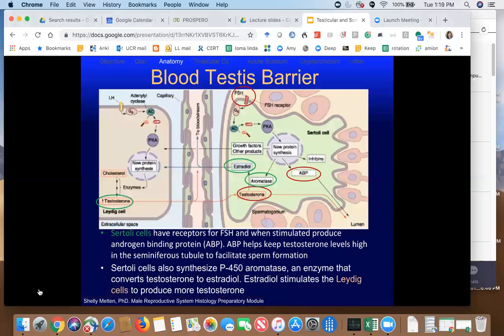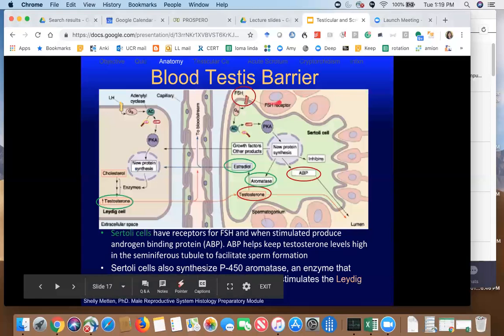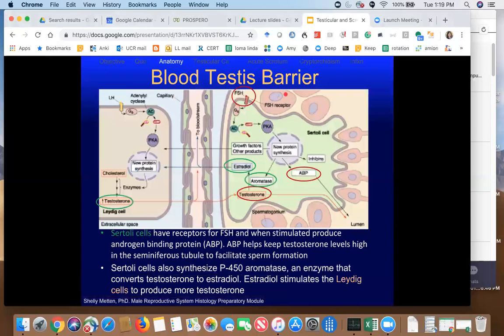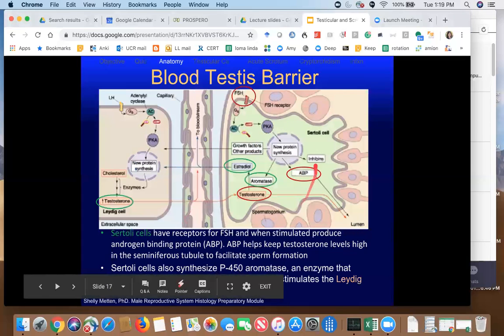Germ cell cancers are cancers of the spermatogonia. And then you can also have different kinds of Sertoli cell cancers and Leydig cell cancers. So any of these cells can transform and become malignant. But most commonly it's germ cells.